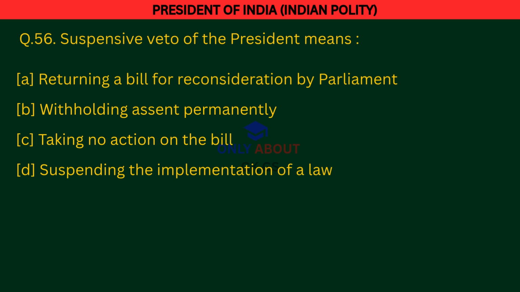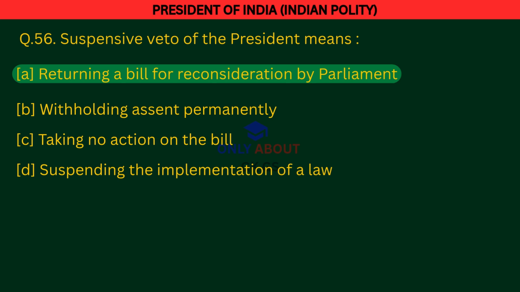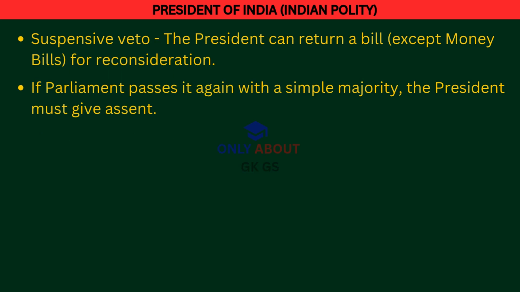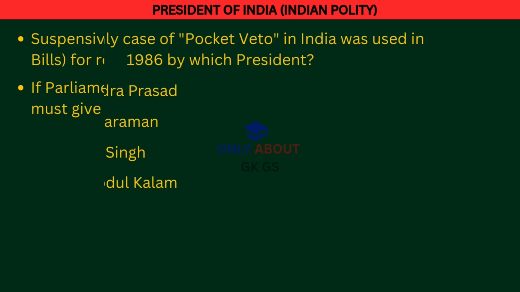Next question. Suspensive veto of the President means... Correct answer: returning a bill for reconsideration by Parliament. With the suspensive veto, the President can return a bill, but if Parliament passes it again with a simple majority, the President must give assent.